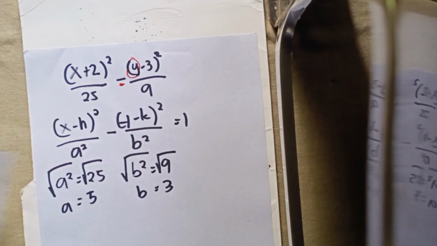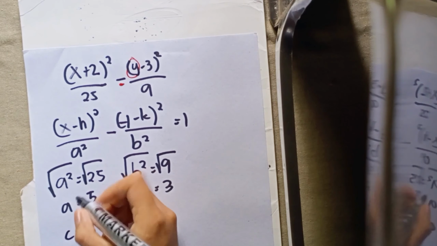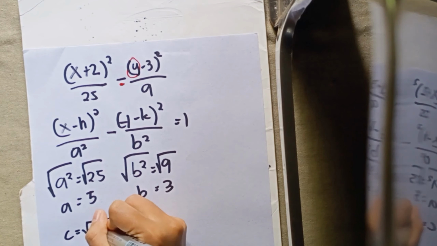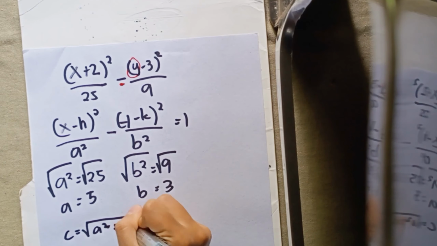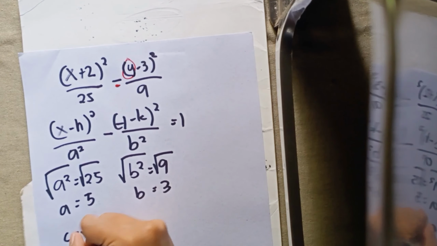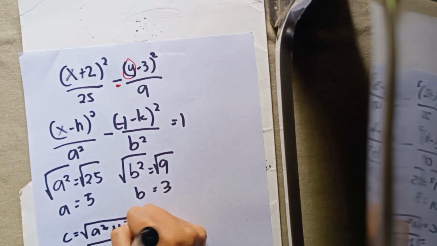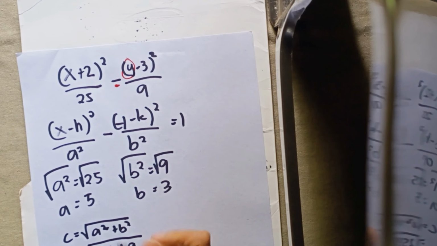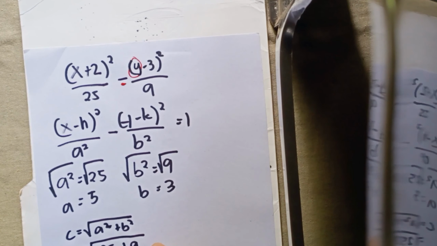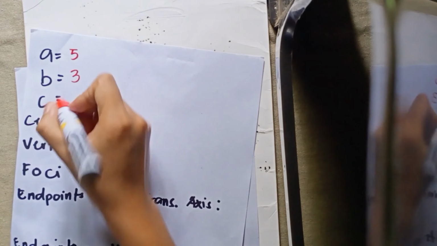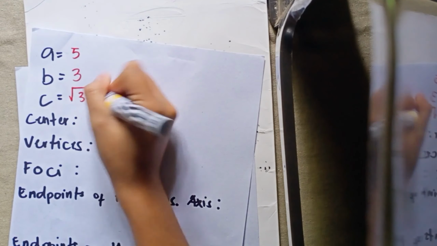Next is c. To find the value of c, we will use c equals the square root of a squared plus b squared. a squared is 25 and b squared is 9. So, 25 plus 9 is equal to 34. So, our c is the square root of 34.